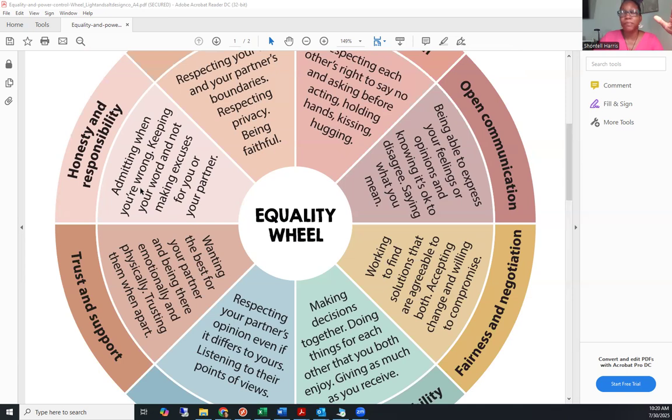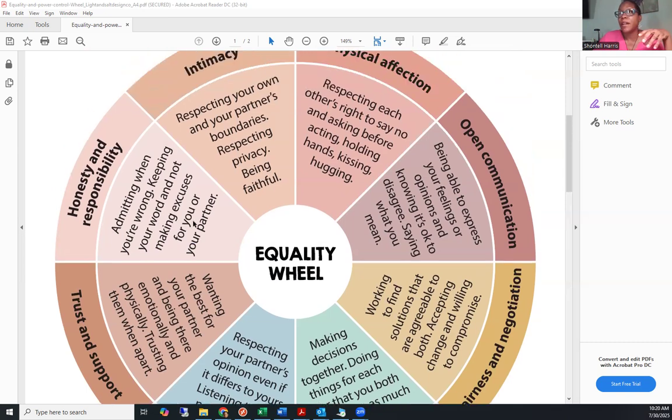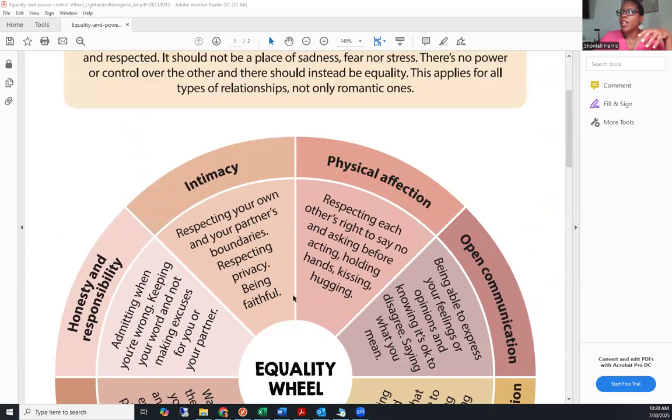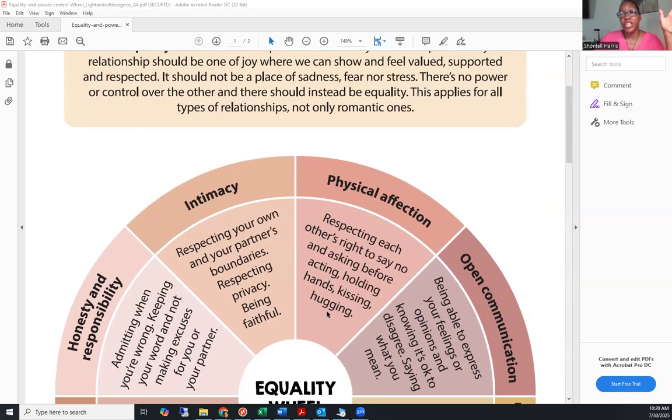Sometimes when we don't admit stuff, you go down a whole other rabbit hole because you have to keep up with whatever it is you're trying to keep up with to make it seem right on your side. But if you're wrong, you're wrong. We're human. We're not going to be right all the time. No one's right all the time. But admitting you're wrong and not making excuses for why you said what you said, okay? And that's it. So that is the equality wheel for a healthy relationship.